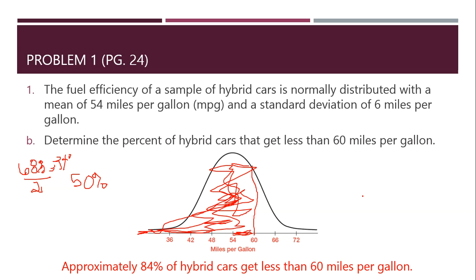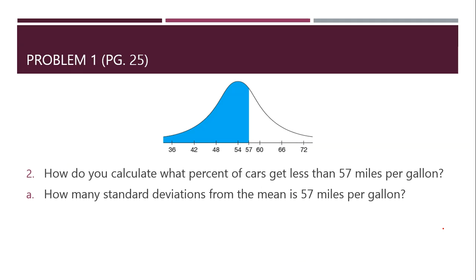This is great. This is all fine and good when it hits right on a standard deviation like that. But what if it doesn't? What if I have something like this? I know that 54 is the mean. I know one standard deviation away is 60. But what if I'm looking for something like, I don't know, 57 miles per gallon? How many standard deviations from the mean is 57 miles per gallon? Go ahead and hit pause, give it some thought, make a few notes, and then hit play when you're ready to discuss it.